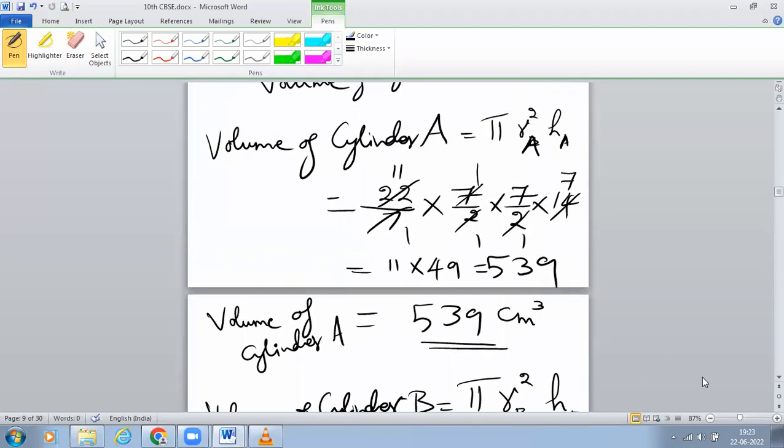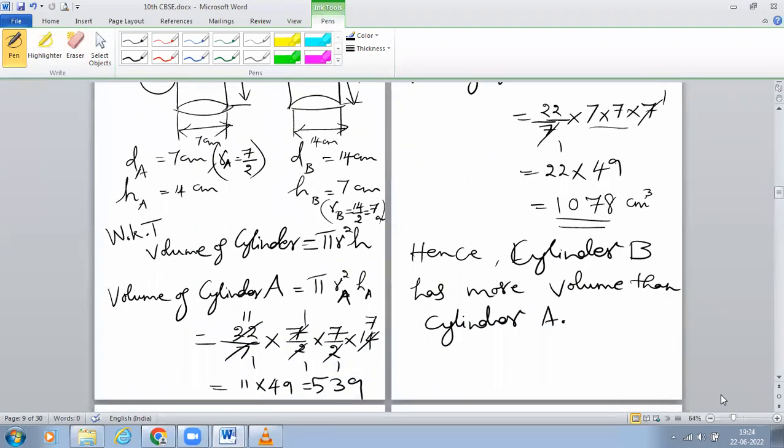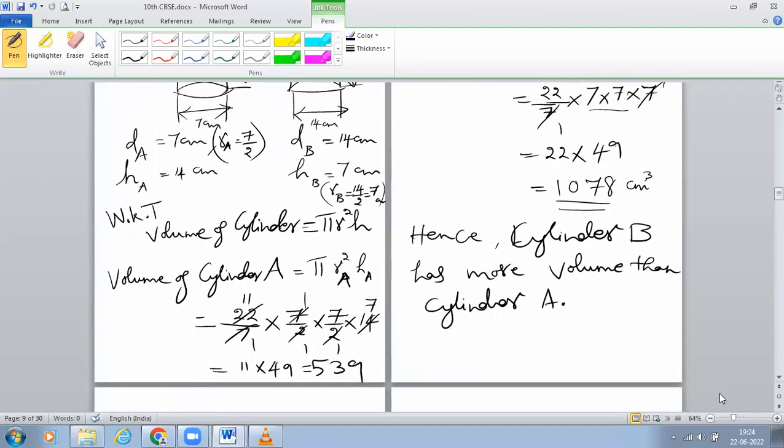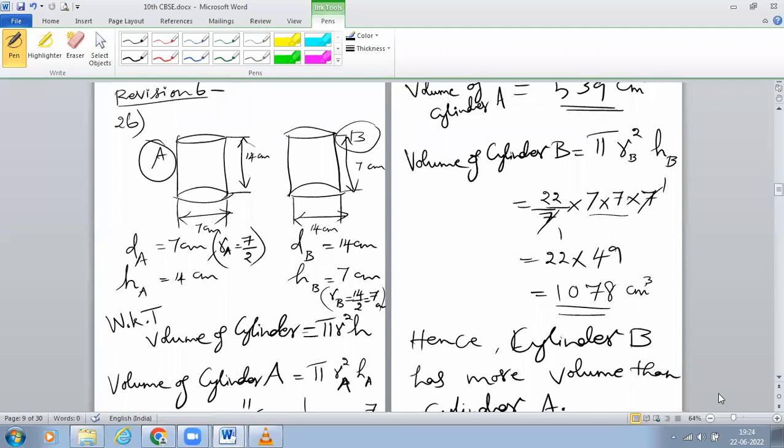Is it okay? This step? No, sir, a bit that volume of cylinder B there. You're writing volume of cylinder B. Okay, is it okay now? Now it is visible, right? Yes, sir. Okay, please write fast.